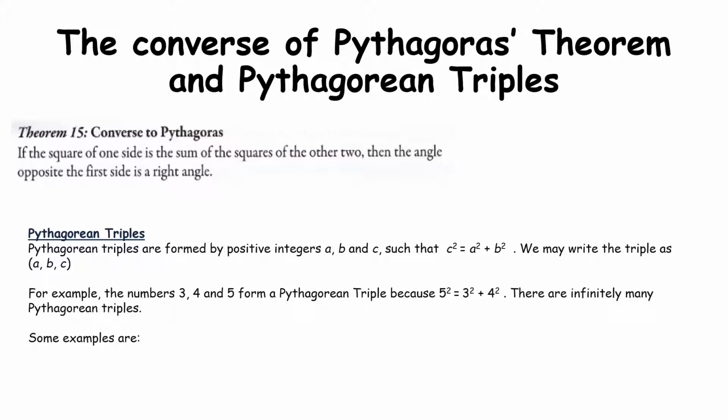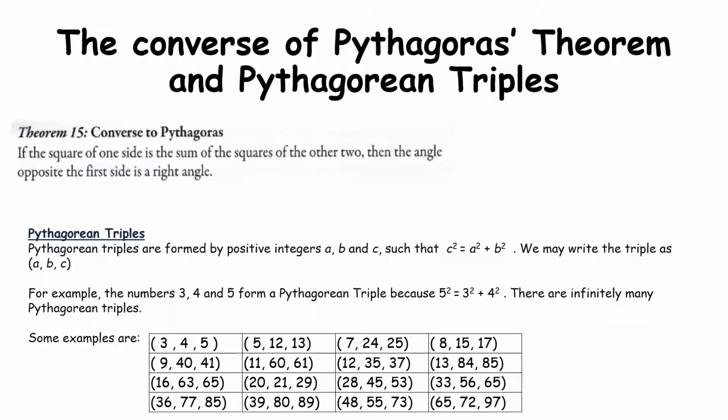So this will always be the square of the longest side, or in this case the biggest number, will equal to the sum of the squares of the other two numbers. So there are infinitely many Pythagorean triples, but here are some examples.